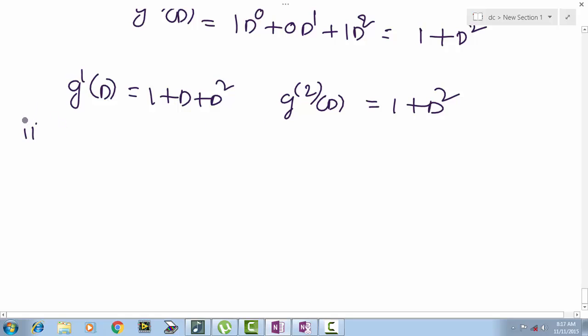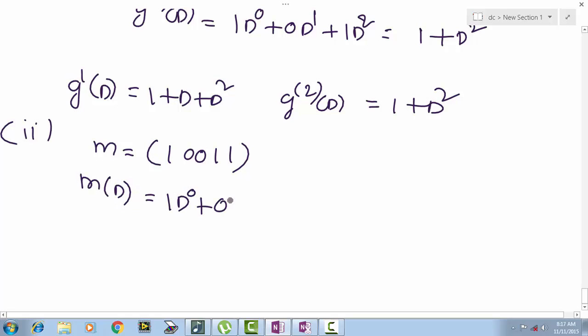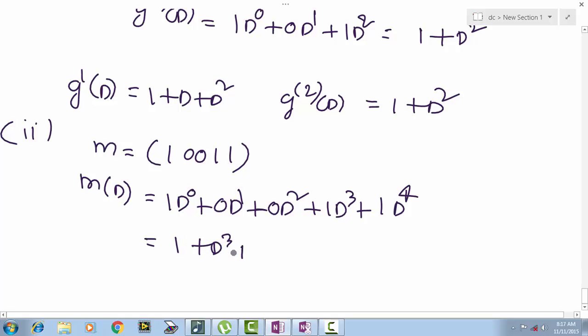Now second step. So express the message sequence as a polynomial. What is the given message? M is equal to 1 0 0 1 1. So the polynomial is 1 d power 0, 0 d power 1, 0 d square plus 1 d cube plus 1 d power 4. So the message polynomial is 1 plus d cube plus d power 4. So that is the given message sequence.